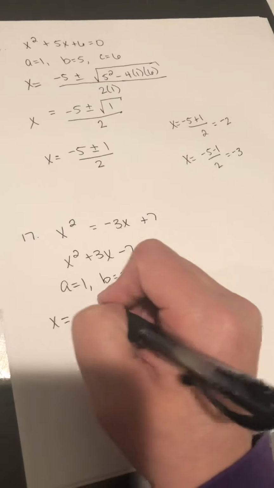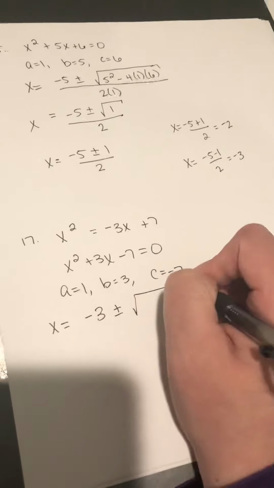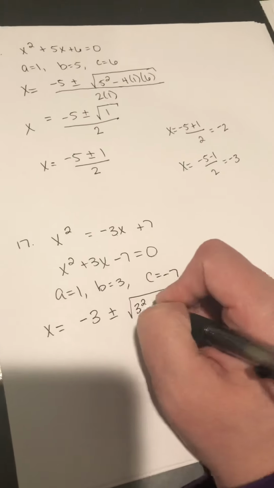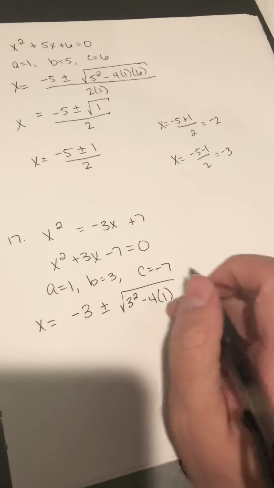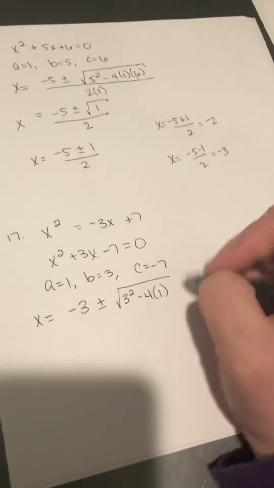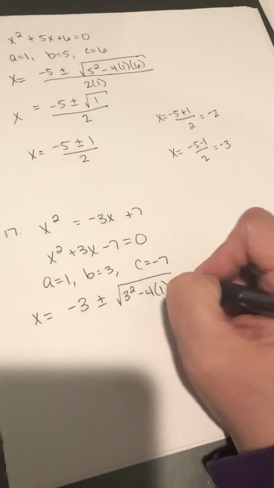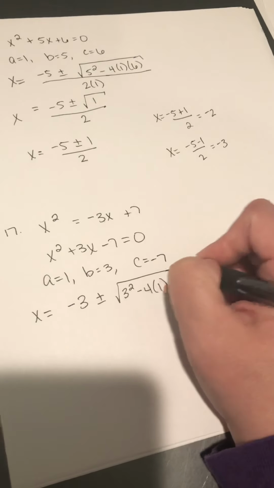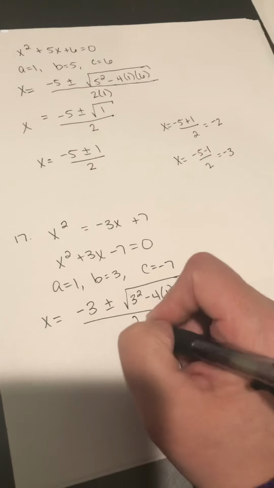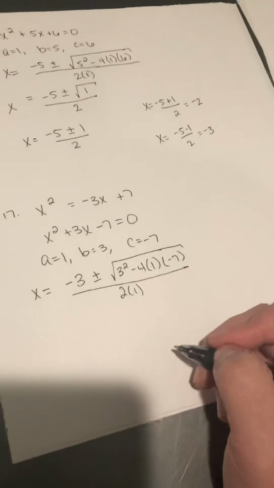So I've got negative b, so negative 3, plus or minus the square root of b squared, so 3 squared, minus 4 times a, which is 1. If a is 1, you don't really have to write it down, but just for the sake of showing you, times c, which is negative 7, all divided by 2 times 1, which is just 2.